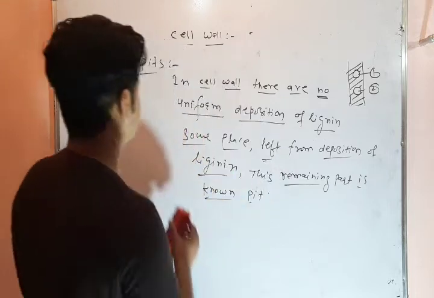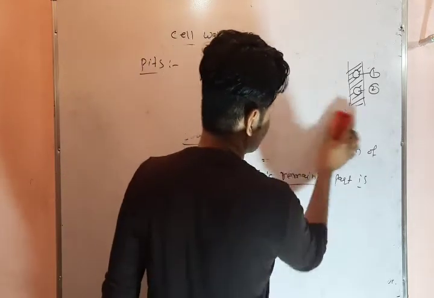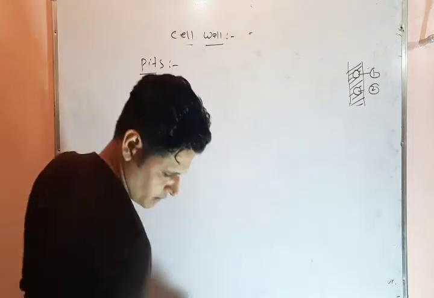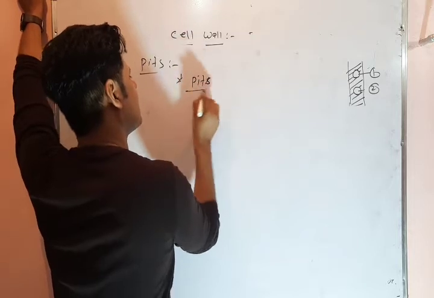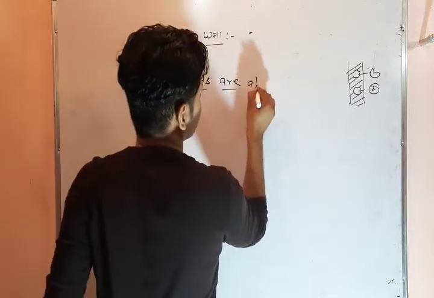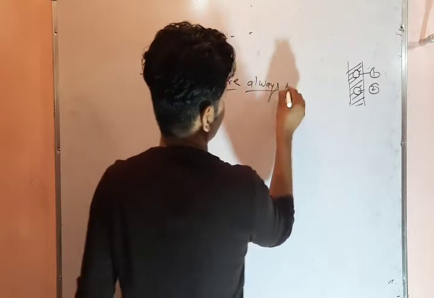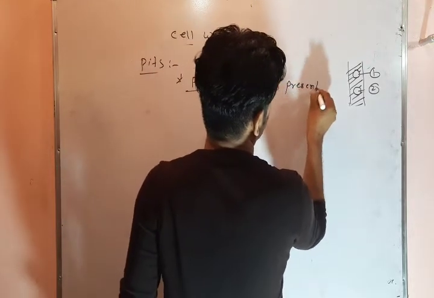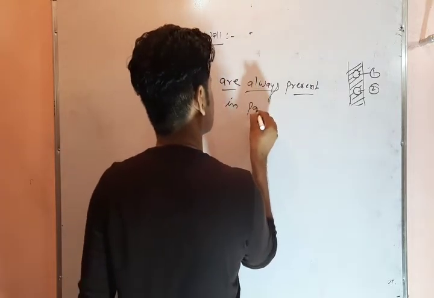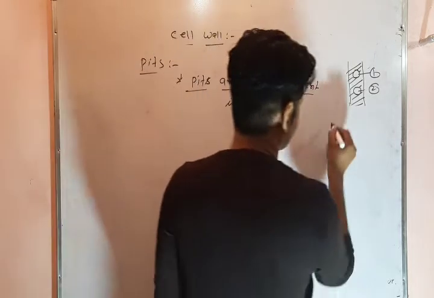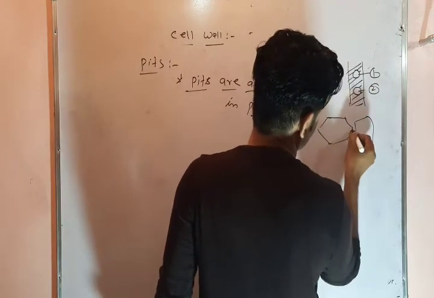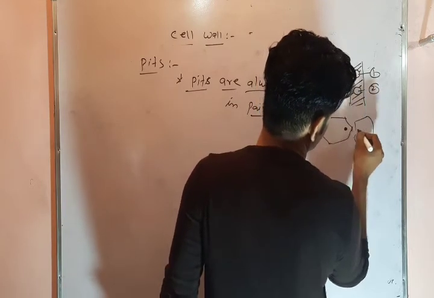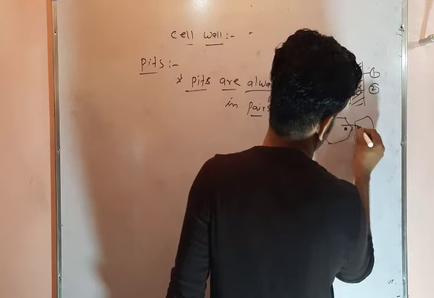Another important point about pits is that pits are always present in pairs. By example, you can learn that this is one cell, and this is another cell. If in this cell there is a pit, then here there will also be a pit, meaning pits are present in pairs. Okay.